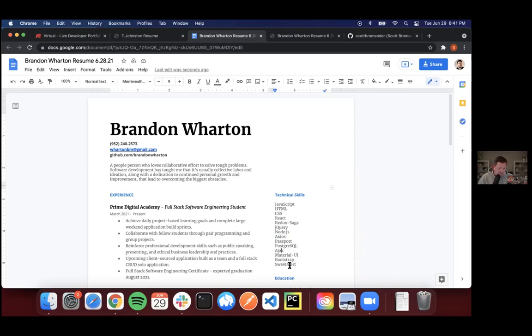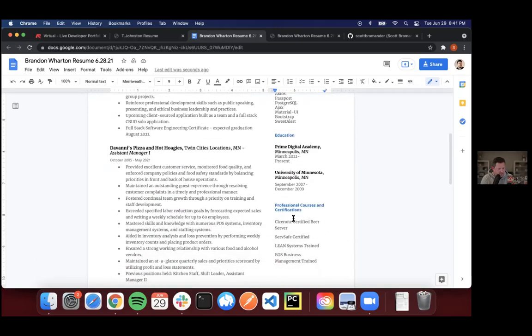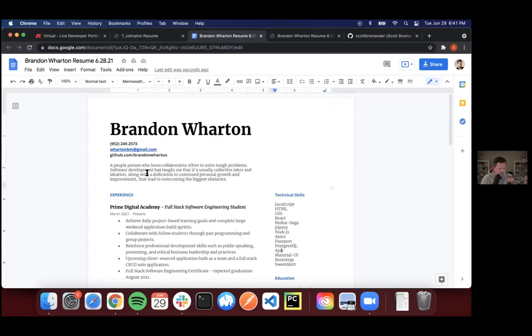Materialize, great. Bootstrap, Sweet Alert, love to see those. I would just take this entire column and tuck it into just above experience. Education and certificates, I would list at the end here, but let's focus in on this side here.